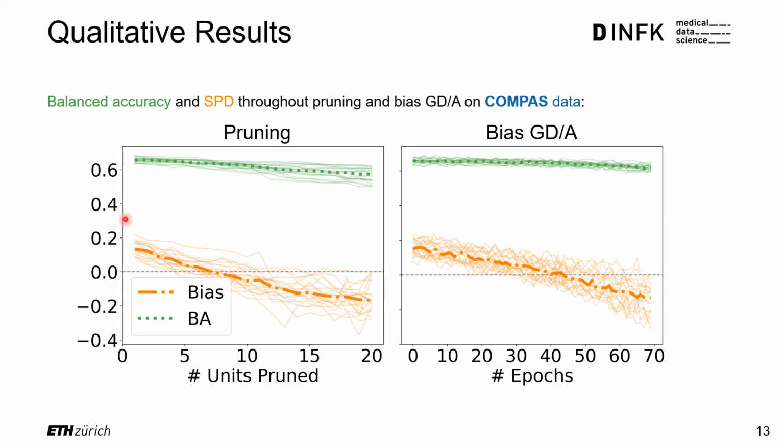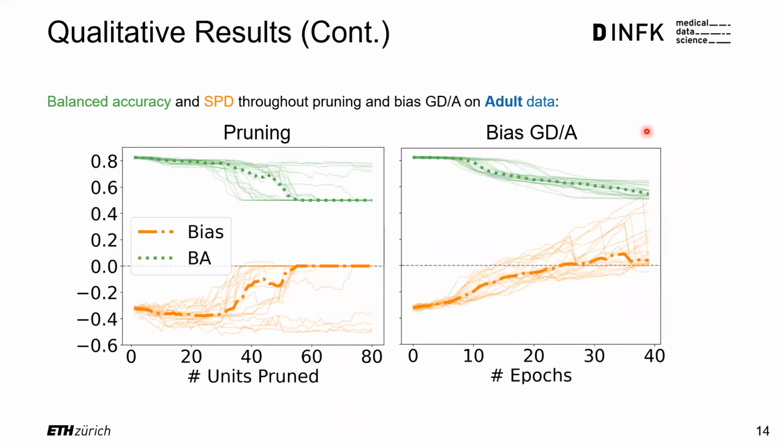We can see that for both bias pruning and bias GDA, the bias goes down throughout the process of the algorithm and is effectively driven towards zero at a certain point. But we also can see that the balanced accuracy throughout both algorithms does not decrease considerably. For the bias GDA, the decrease is particularly non-existent. In general, the results look assuring and demonstrate that we can reduce the bias considerably without hurting the balanced accuracy of the neural network.